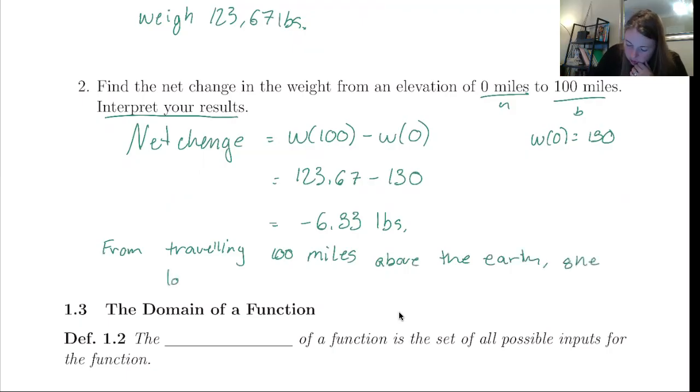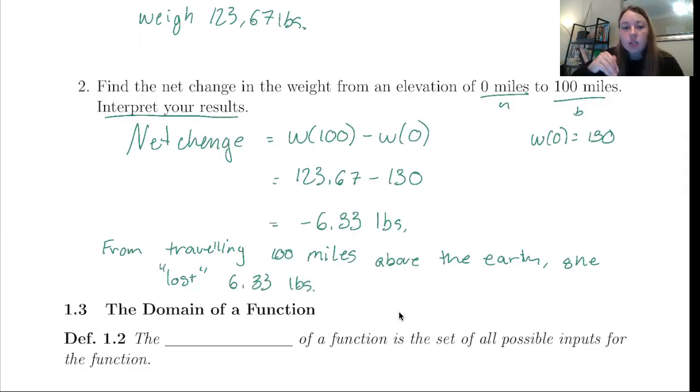She lost, I'm using lost in parentheses here because she didn't really lose weight. Her mass is the same, but she just gravitationally weighs differently. She lost 6.33 pounds. Right. And that loss we can see because there's a negative, that net change is decreasing.